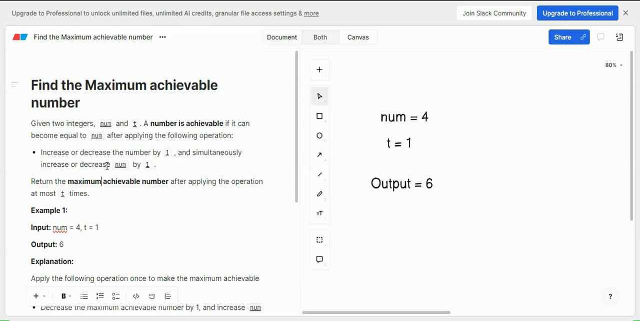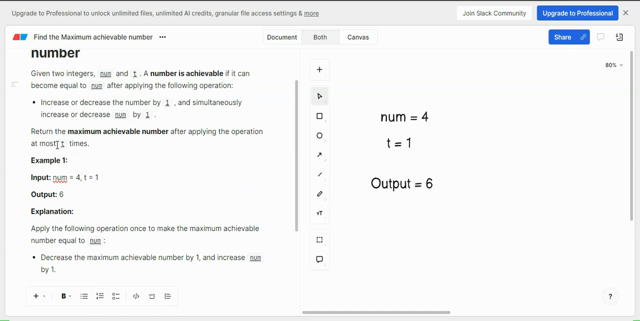By looking at the question, if we apply some common sense or logic, it's very clear that to achieve a maximum number, we will not decrease the number by 1 or 2. We will only be increasing the number to achieve the maximum. And as it said, we need at most t times. So what does that mean? We can do that operation at most t times.